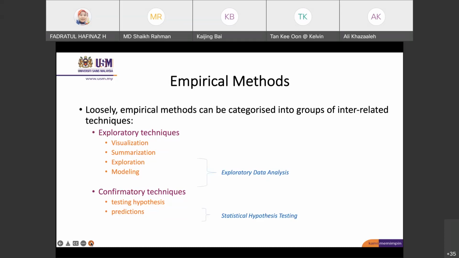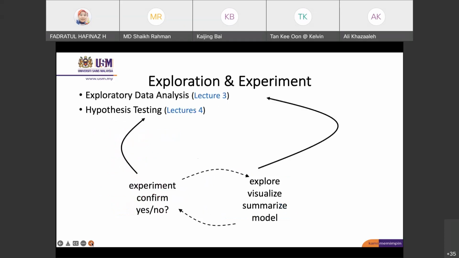Once you have explored the data, you need to confirm whether your techniques are good or not, whether your techniques can generate a better performance or not, by testing your hypothesis and doing the prediction. So the exploratory techniques fall under EDA, exploratory data analysis, and the confirmatory techniques fall under statistical hypothesis testing. We will cover the EDA in lecture 3 and the hypothesis testing in lecture 4.